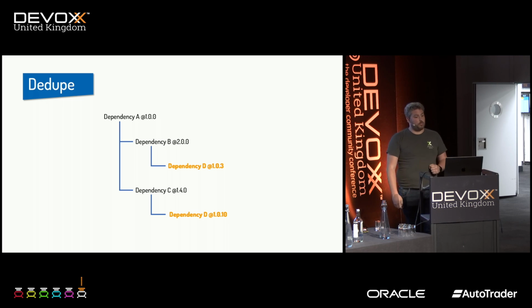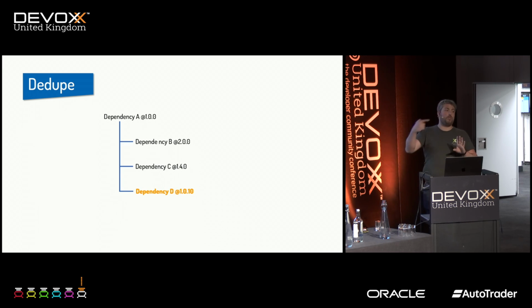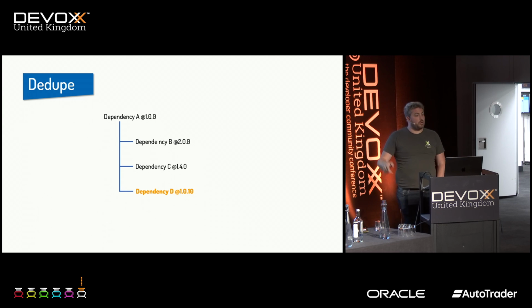When you run dedupe, it tries to clean up the tree a bit and move this dependency higher in the tree, as high as possible. That way, when npm tries to install, it will take this one and not the one down there. If you run the command, the only change you will see is in your package-lock.json. Nowhere else is anything changed.